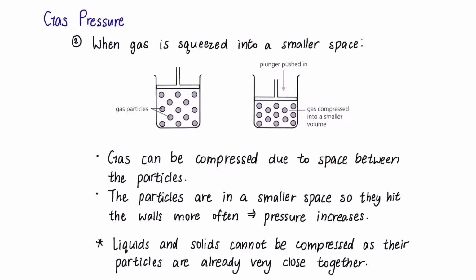What about when a gas is put in a smaller space? Gas, unlike liquids and solids, can be compressed as they have space between the particles. Once compressed, these particles will have higher chance of colliding with the wall, again causing the pressure to increase. This does not apply to liquids and solids as their particles are already very close together and cannot be compressed.